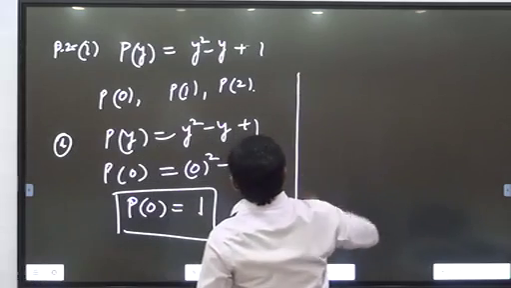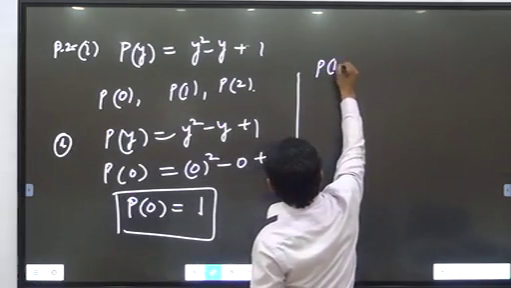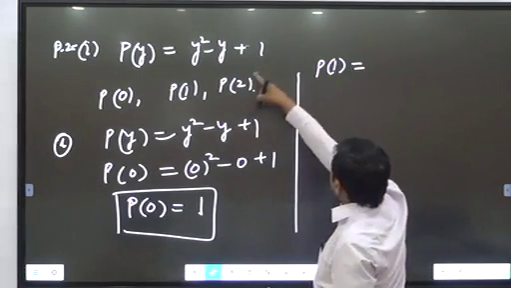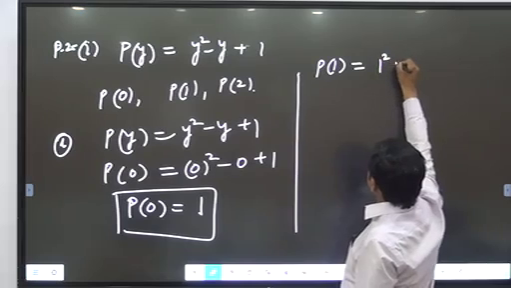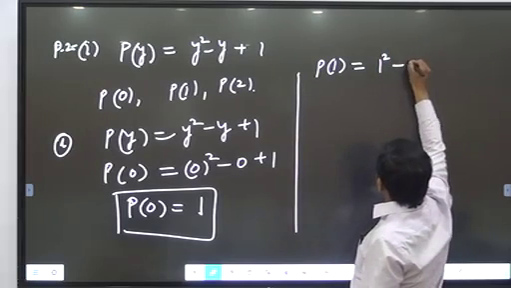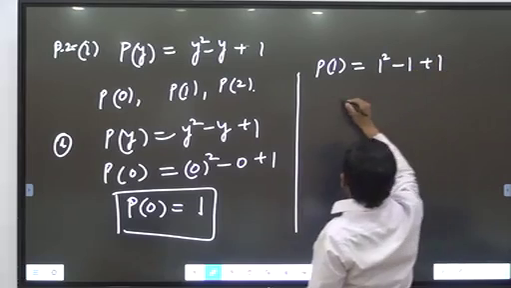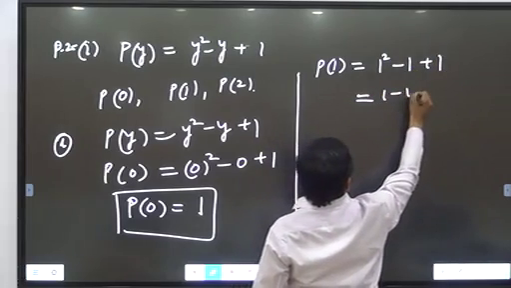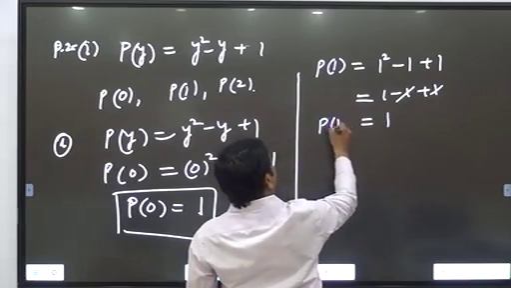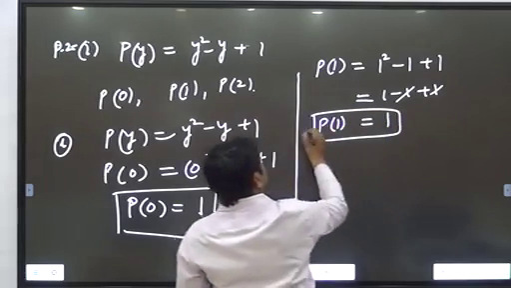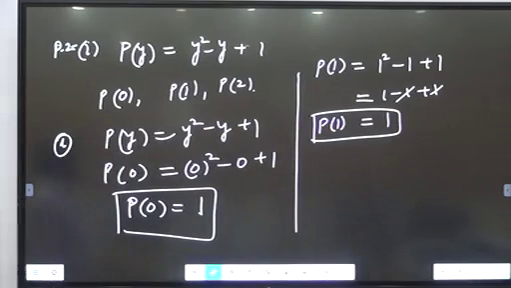Second, p(1). p(1) means put y equal to 1 in the given polynomial. 1 square minus 1 plus 1. So equal to 1 minus 1 plus 1, cancel, and finally the value of the polynomial at 1 is 1. So p(1) is equal to 1.